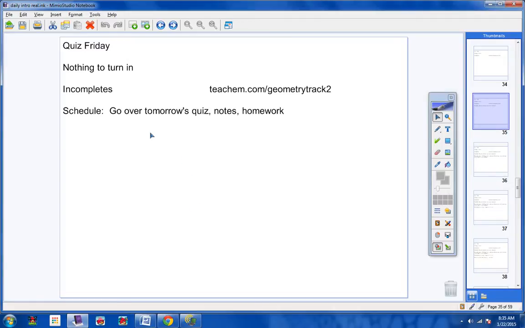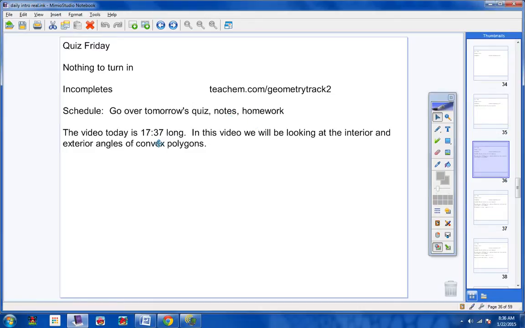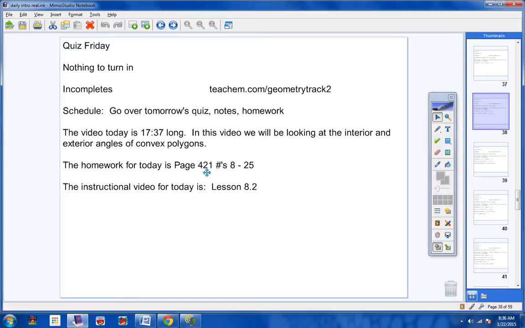Tomorrow's quiz. We're gonna go over tomorrow's quiz in a couple minutes. We're gonna take notes today, and we're gonna have homework today. Okay. Moving on. The video today is about 17 minutes long. In this video, we will be looking at the interior and exterior angles of convex polygons. The homework for today is page 421, 8 through 25. The instructional video for today is called Lesson 8.2.